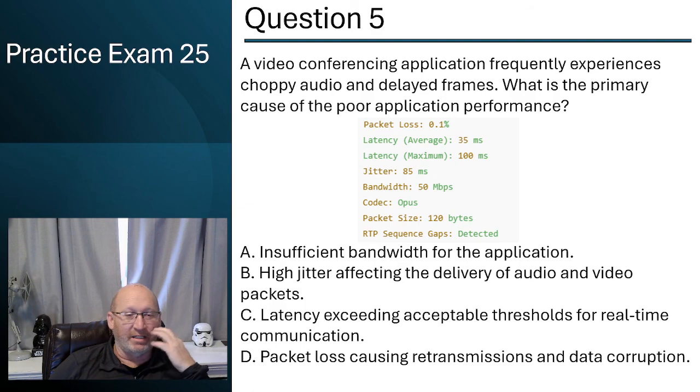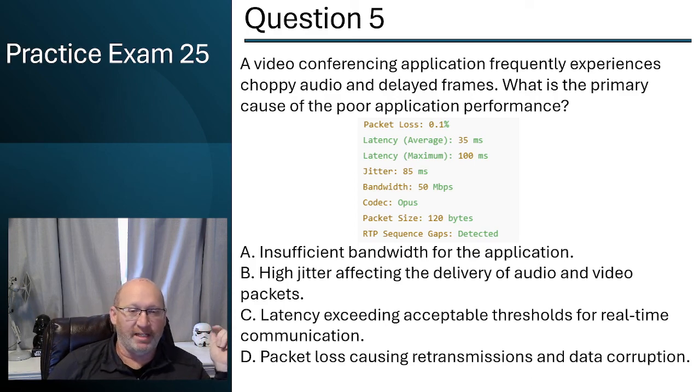Is it, though? Which one makes more sense, B or C? And then D, packet loss causing retransmission and data corruption. We look at this, we're not seeing anything that points to packet loss. We see 0.1%. That's literally, what is that, 1 in 1,000? I don't think so. So it really comes between B and C. B and C are going to be our best answers on the board. And we're just going to dive into this.